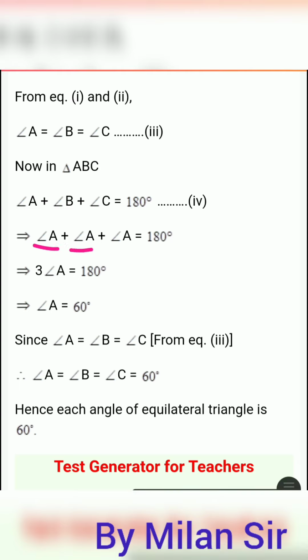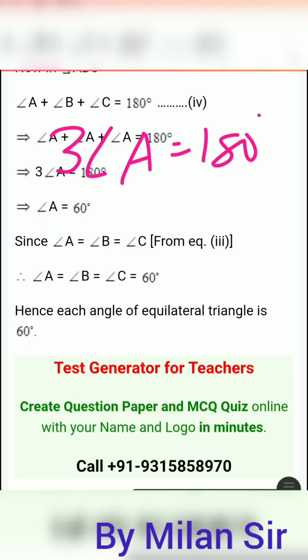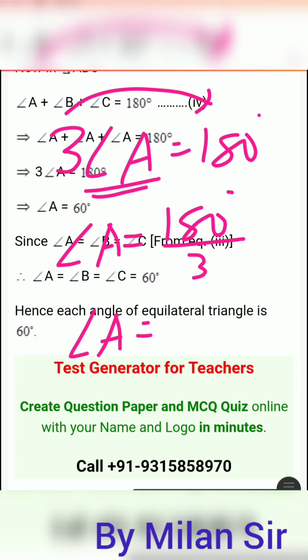So 3 times angle A is equal to 180 degrees. For finding the value of angle A, transfer this 3 to the right hand side. So angle A is equal to 180 degrees, and when we transfer the multiplication by 3 to the right hand side, it goes to the denominator. So angle A is equal to 180 divided by 3, which is 60 degrees. So the value of angle A is 60 degrees.